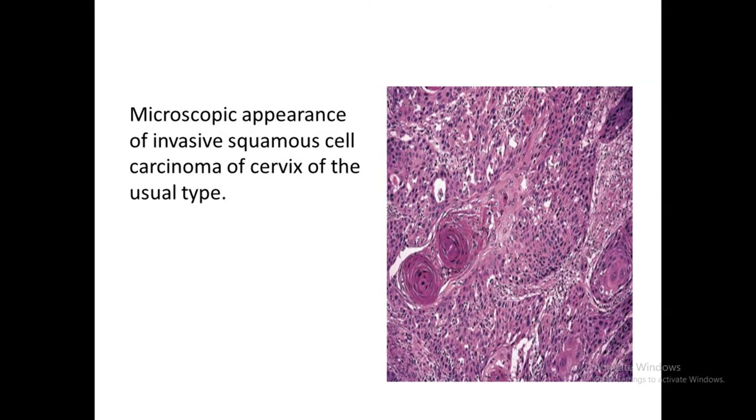These are the microscopic features of cervical squamous cell carcinoma. We see here nests of squamous epithelium with keratin formation invading the underlying stroma. These cells are composed of squamous cells with eosinophilic cytoplasm and keratin nests. This is moderately differentiated squamous cell carcinoma that invades the underlying stroma.